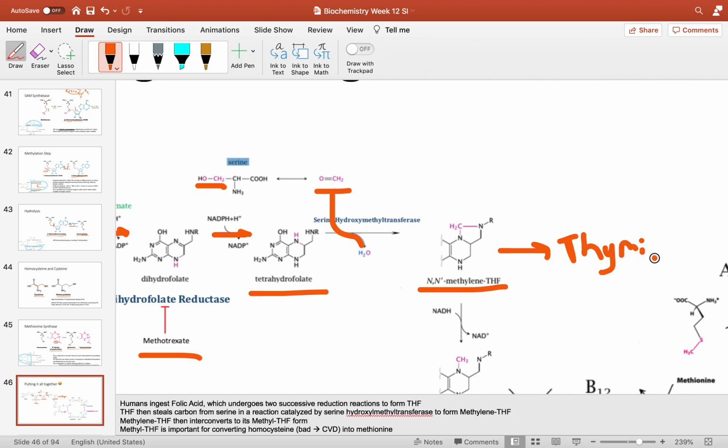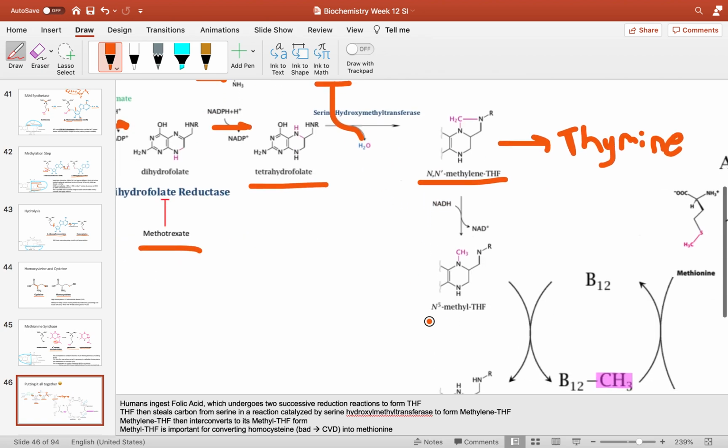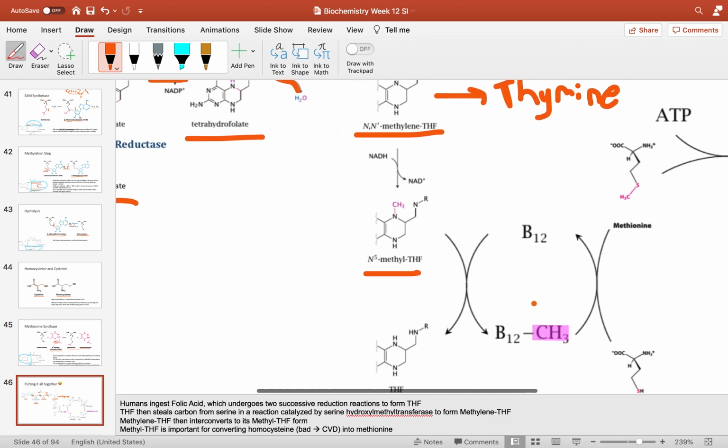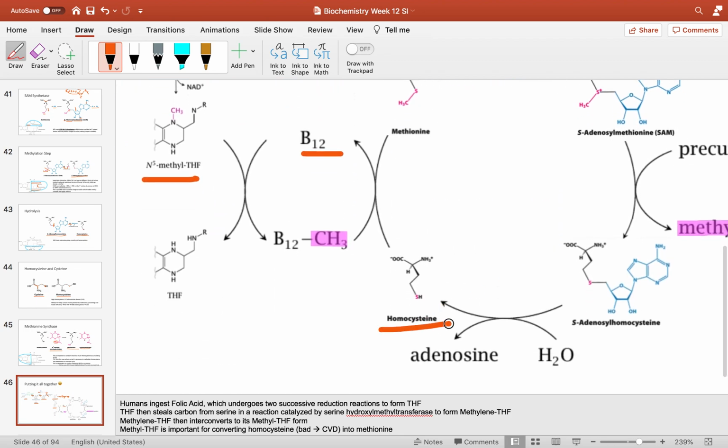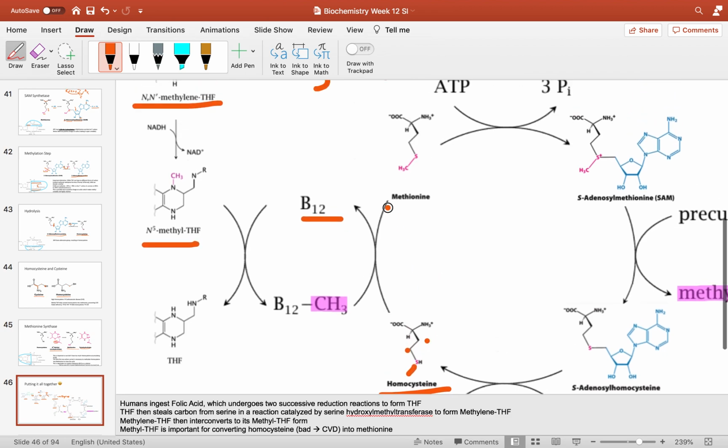But in this case, we're not interested in that. So we're going to interconvert this N5N10 methylene produced by the serine into N5-methyl THF. And now this N5-methyl can use a vitamin B12 dependent reaction to methylate our homocysteine, which is, remember, it's cysteine plus an extra carbon over here, and add on a methyl over here to form methionine.